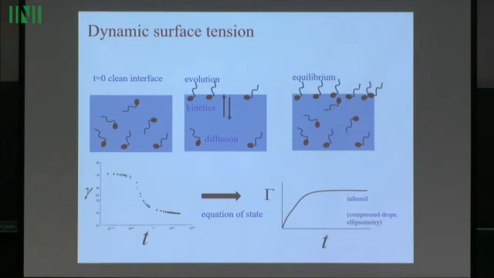First we have to adsorb in order to create some depletion, and then we have diffusion toward the layer. And at long times, adsorption is equal to desorption into a uniform sublayer. And so we can think about surface tension versus time as the evolution of the surface concentration versus time.